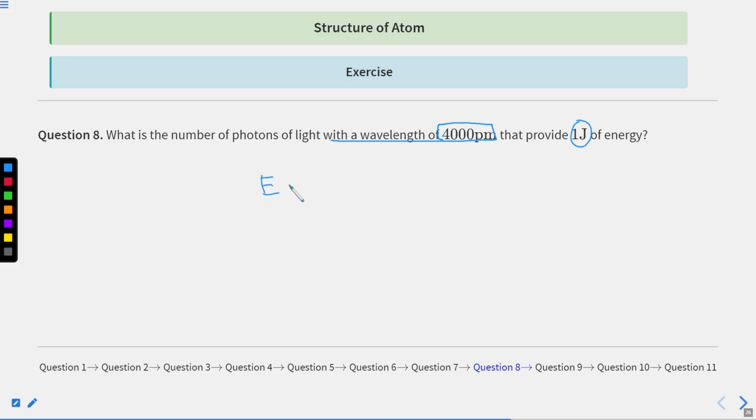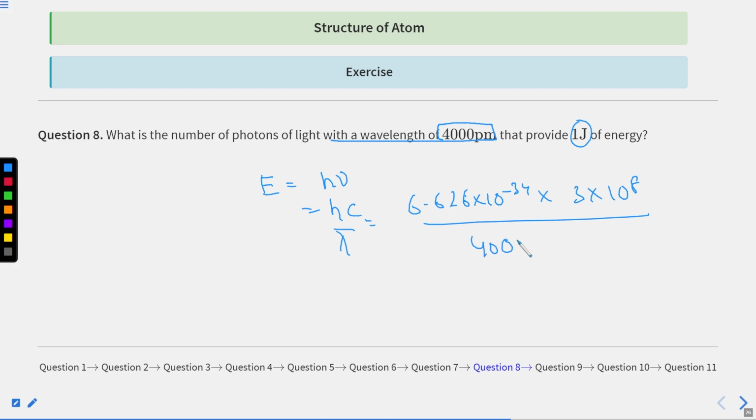It is given by E is equal to h nu. We know the formula, but here nu is not given, but lambda is given. So the relation between nu and lambda is nu is equal to c by lambda. The value of h is 6.626 into 10 to the power minus 34. c is a constant, that is 3 into 10 to the power 8. Lambda is given in picometer, so we will convert it into meter, that is 10 to the power minus 12.